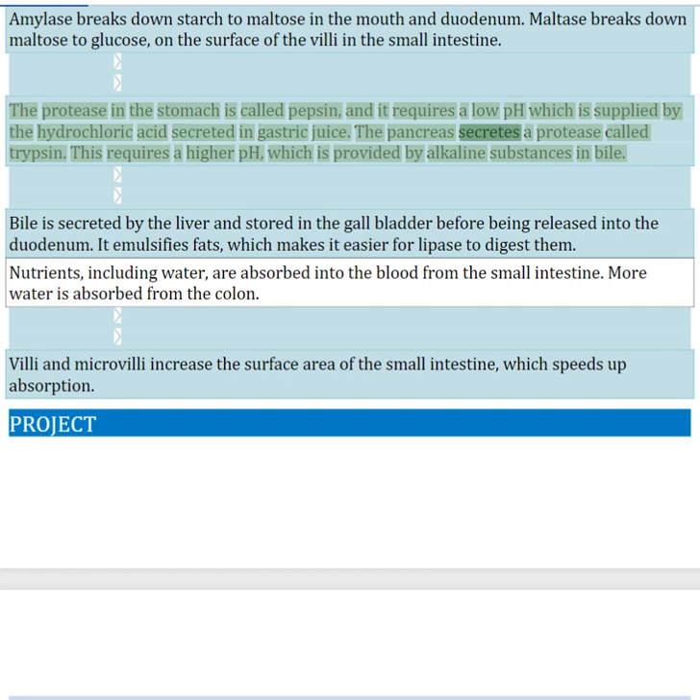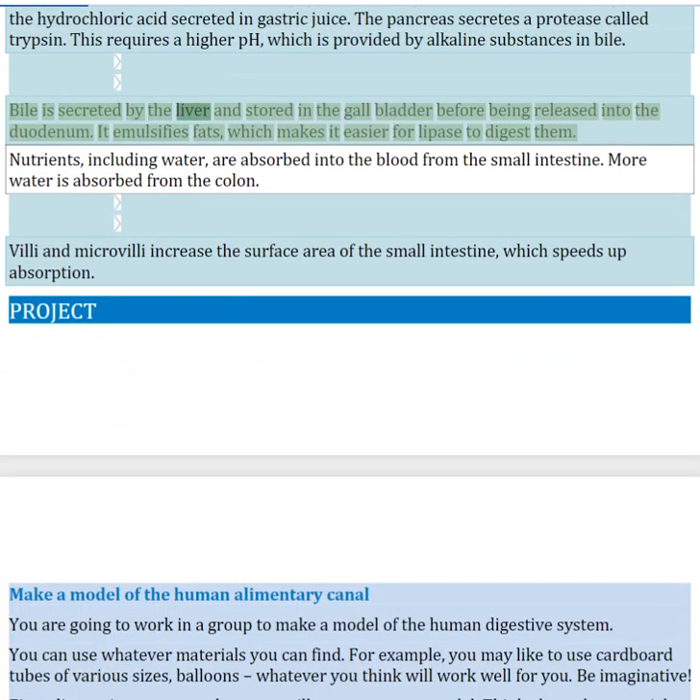The pancreas secretes a protease called trypsin. This requires a higher pH, which is provided by alkaline substances in bile. Bile is secreted by the liver and stored in the gallbladder before being released into the duodenum. It emulsifies fats, which makes it easier for lipase to digest them.